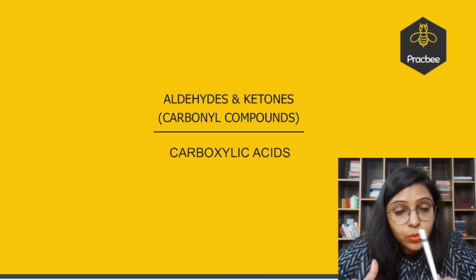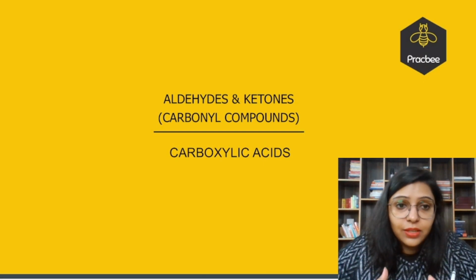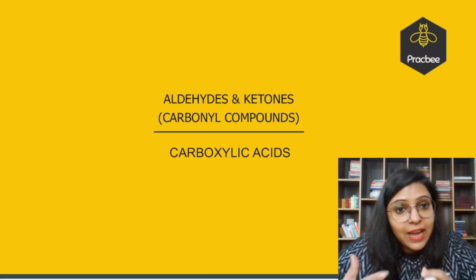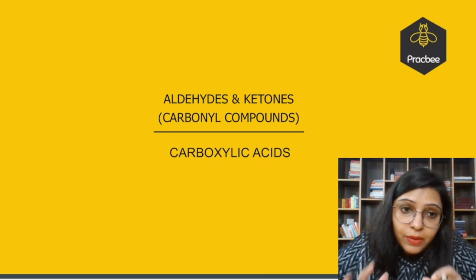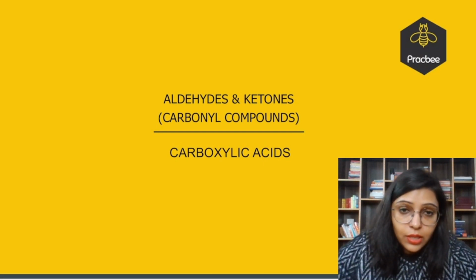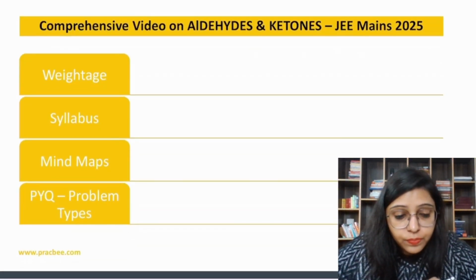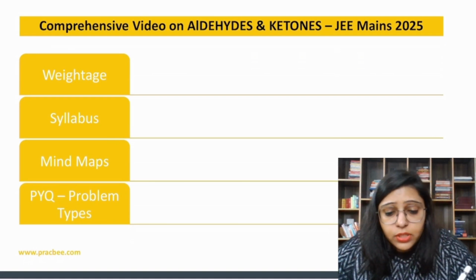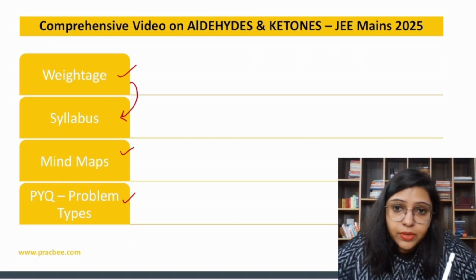It means if you want to identify aldehydes from ketones, if you want to distinguish aldehydes, ketones, and carboxylic acid, we have certain tests. We have certain tests which are a part of practical organic chemistry, but we are going to do all those questions in this chapter. So let's start our video in a systematic manner. First we are going to discuss the weightage, then the syllabus with the help of a mind map, and then we will solve previous year questions.